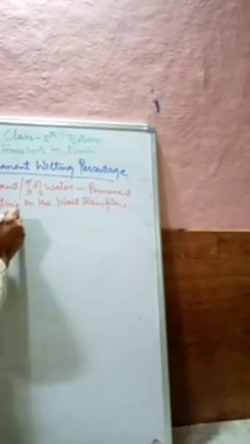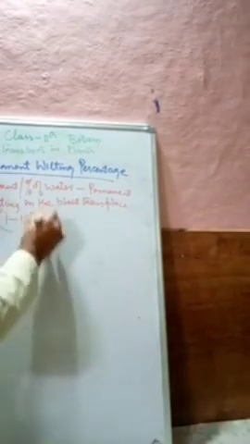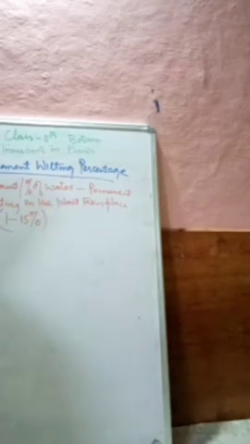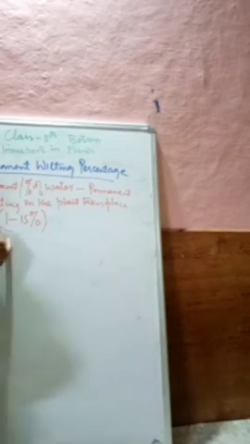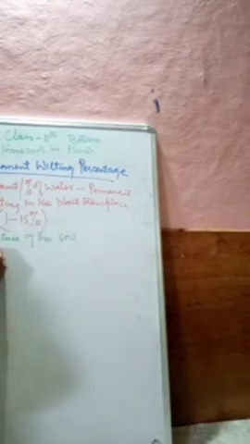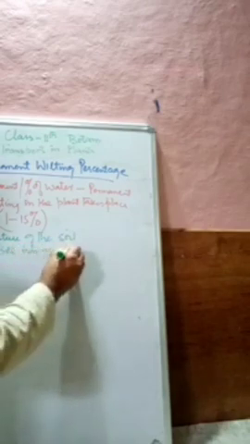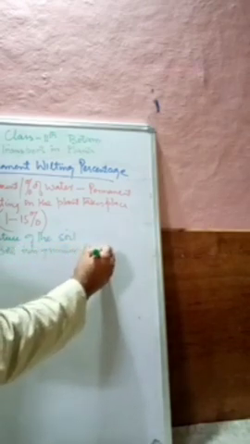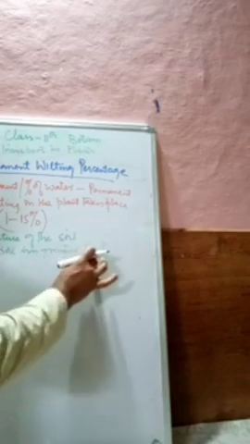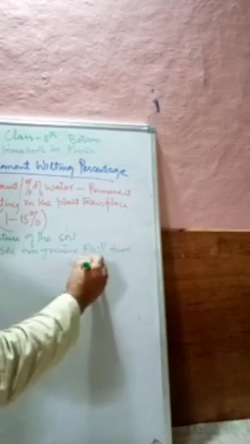And its value varies from 1 to 15%. It also depends upon the texture of the soil. Clay soil has greater PWP, that is the permanent wilting percentage, than sandy soil.